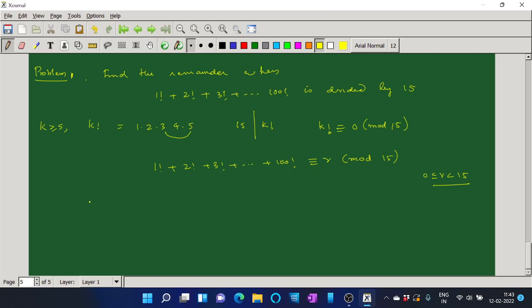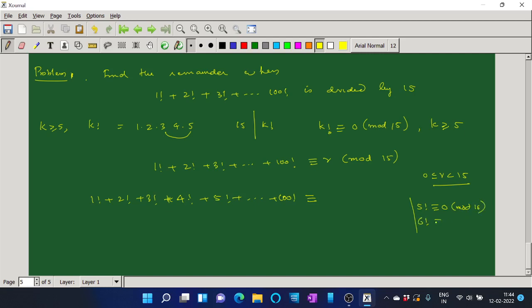Now, how do we find it? It is very easy. 1 factorial plus 2 factorial plus 3 factorial plus etc. Let us take up to 4 factorial. Then 5 factorial plus etc. plus 100 factorial. All these, 5 factorial, 6 factorial, etc. up to 100 factorial, are congruent to 0 mod 15. This is actually true for all k greater than or equal to 5. So 5 factorial is congruent to 0 mod 15.